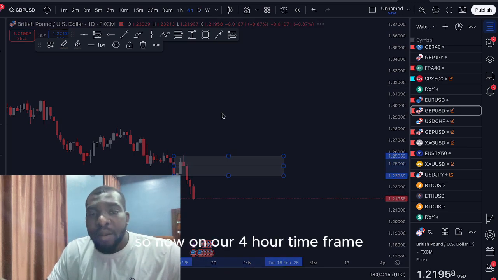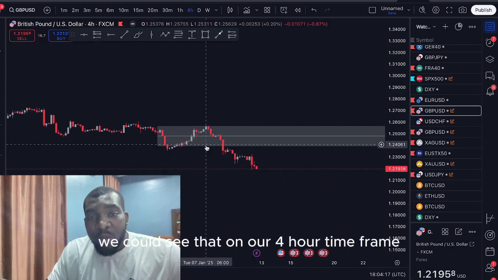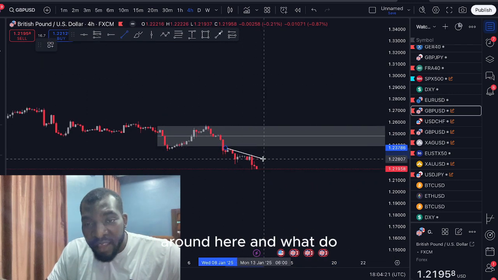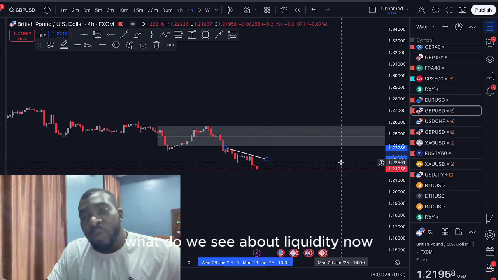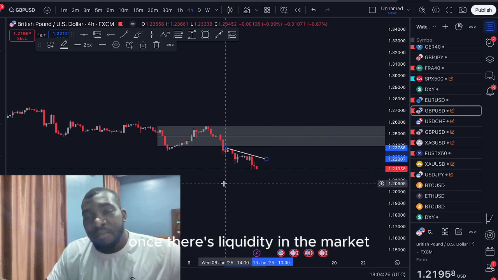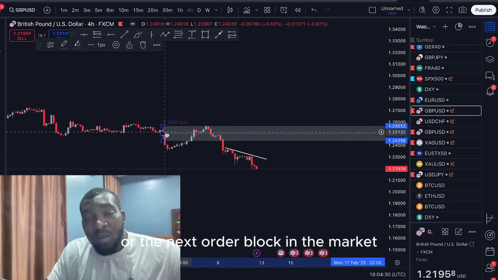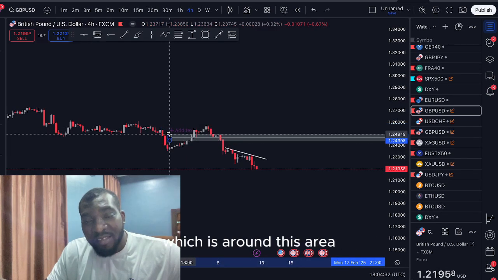So now on our 4-hour time frame, what do we have? We can clearly see that we have liquidity around here. And what do we say about liquidity? Once there's liquidity in the market, price tends to react to the next order or the next order block in the market, which is around this area.